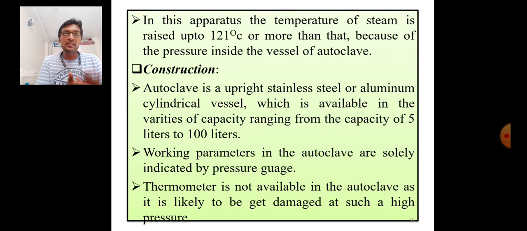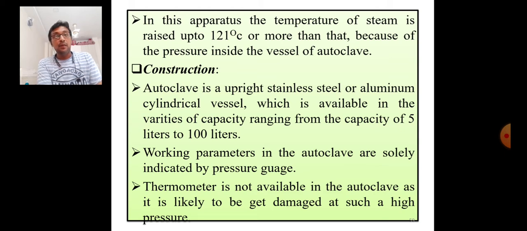बाकी इतर दुसरं कुठलंच डिव्हाइस नाही आहे की ज्याच्यावरनं आपल्याला ऑटोक्लेवचं वर्किंग पॅरामीटर समजतील. म्हणून इथे मी पॉईंट म्हटलं आहे, वर्किंग पॅरामीटर इन द ऑटोक्लेव आर सोलली इंडिकेटेड अँड रिप्रेझेंटेड बाय द प्रेशर गॉज. थर्ड पॉइंट, thermometer is not available in the autoclave as it is likely to get damaged at such a high pressure. हा एक महत्त्वाचा पॉइंट आहे जो तुम्हाला लक्षात ठेवायचा आहे. वी आर नॉट मेकिंग यूज ऑफ द थर्मामीटर इन अ ऑटोक्लेव.